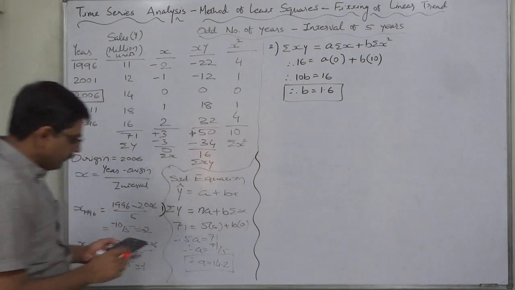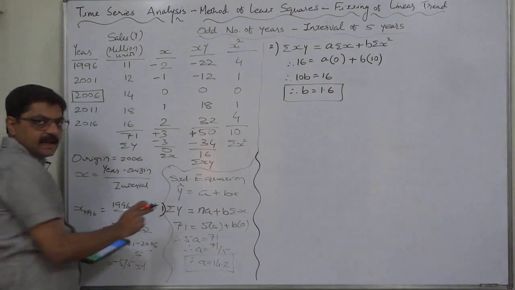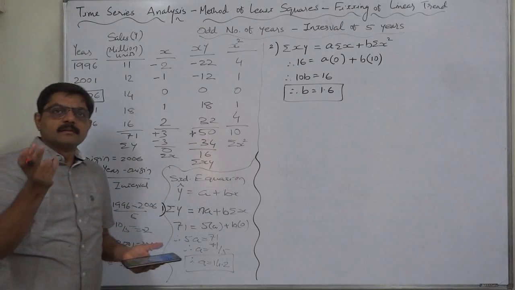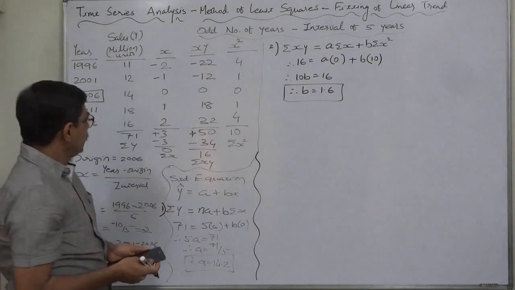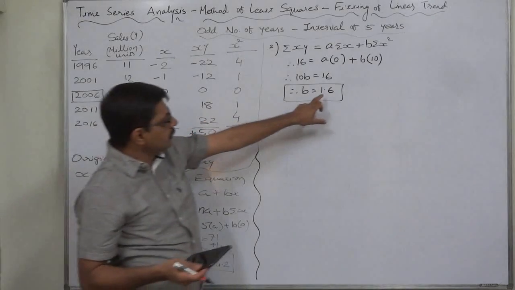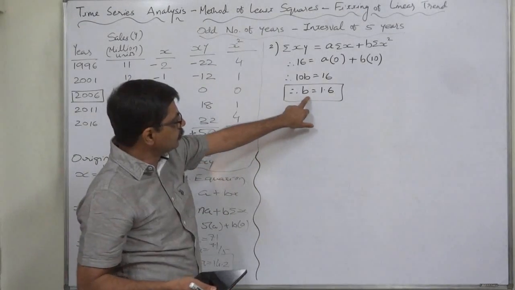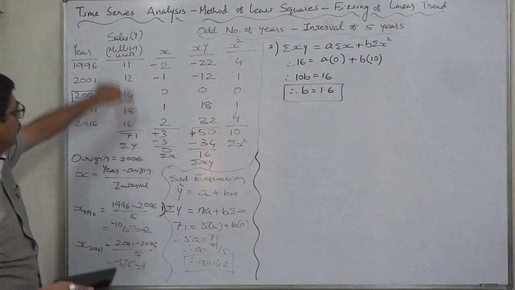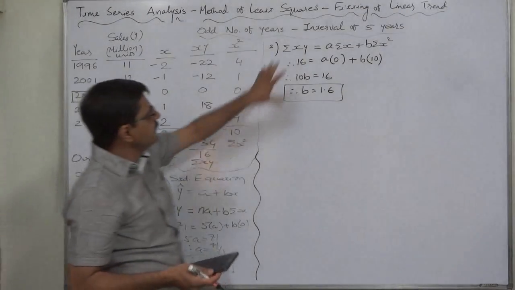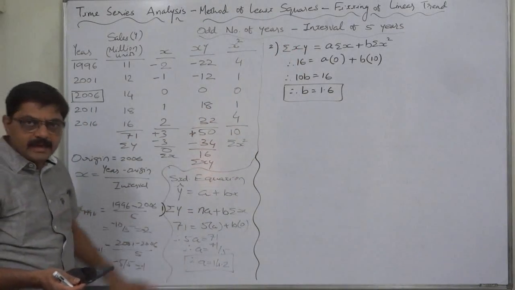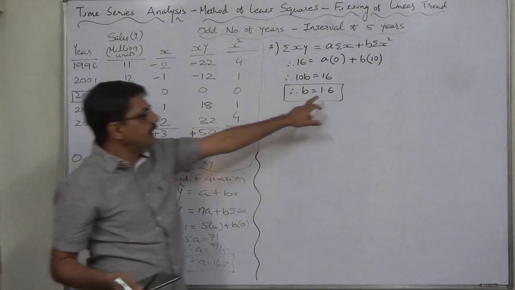What is b in this equation? b is the slope of the straight line. And another meaning of b is constant rate of change. Positive b means constant rate of increase, negative b means constant rate of decrease. Here b is positive, so this is constant rate of increase. Increase in what? Value of the variable. We believe that on the basis of this straight line relationship, every year the value of the variable increases by 1.6.